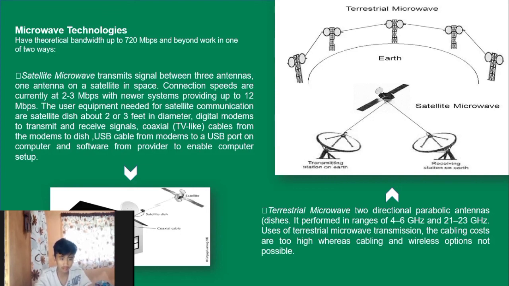Terrestrial microwave uses two-directional parabolic antennas, dishes, that perform in ranges of 4 to 6 GHz and 21 to 23 GHz. Uses of terrestrial microwave transmission: the cabling costs are too high, whereas the wireless option is not.